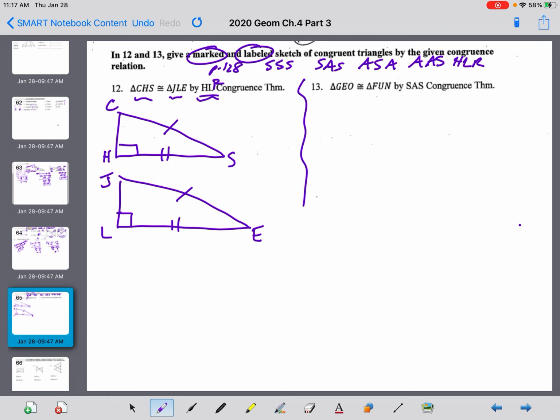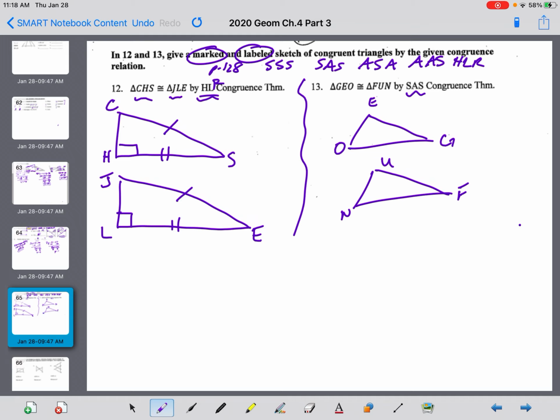Number 13, we want to draw one triangle GEO and another triangle FUN, and then we want to mark them up as SAS. So 2 sides and 1 angle. So I'm just going to draw 2 generic triangles about the same size. They don't have to be perfect. And one of them I'm going to call GEO. I'm going to start G there, then I'm going to go up and over. And it doesn't matter. You could start G at any corner. And if I go in that order, I've got to put FUN the same way around. I have to start the F where the letter G is. I have to put the E and the U in the same position.